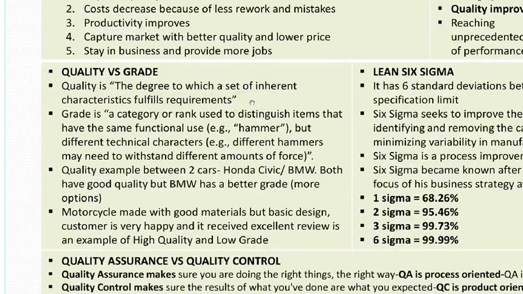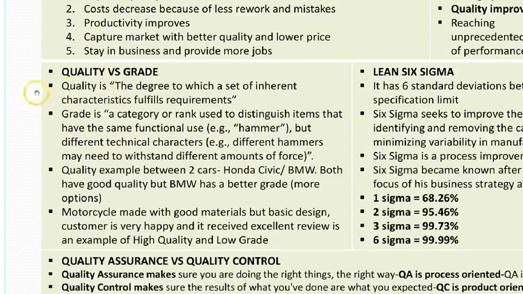So if I were to design a glass, and as far as the glass is designed with respect to what the client's requirements were, then I have achieved good quality. On the other hand, there is a grade, which is a category or rank used to distinguish items that have the same functional use. Example, hammer, but different technical characteristics. Example, different hammers may need to withstand different amounts of force.